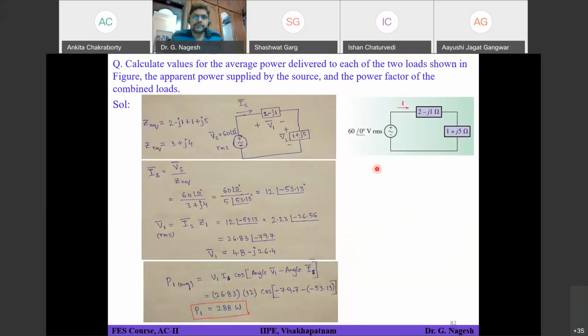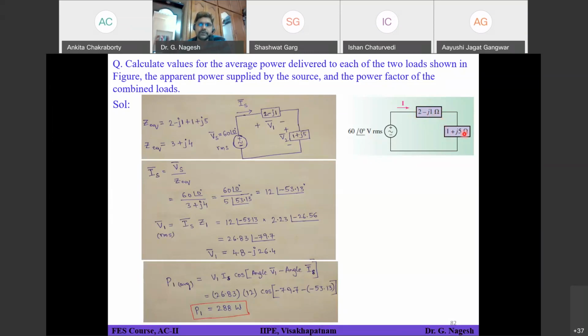No, you should not multiply that. That's why I'm saying, when you are using that formula, you should be very confident with your understanding of the concept. Here they have asked you to find the average power for two loads. Let's say this is your load one. 2 minus J1 is one load, and the other one is 1 plus J5.